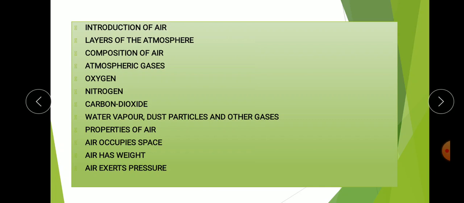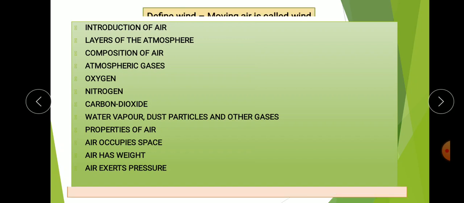In the previous video we have studied about introduction of air, layers of the atmosphere, composition of air, atmospheric gases like oxygen, nitrogen, carbon dioxide, water vapor, dust particles and other gases, and properties of air. Air occupies space, air has weight, air exerts pressure with an experiment.